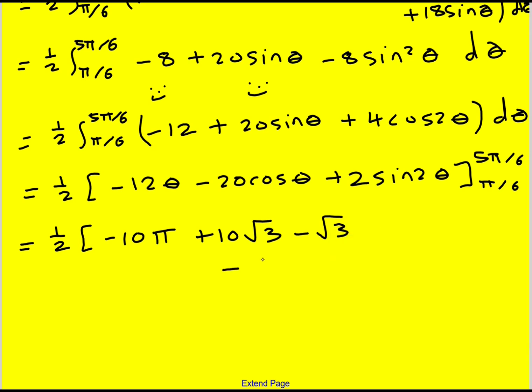And then I'm going to minus, right now I'm going to sub in pi over 6. I'm going to get minus 12 times pi over 6 is going to become minus 2 pi. Find cos of pi over 6, that is root 3 over 2, times it by 20, you get minus 10 root 3. And then sine of pi over 3 is root 3 over 2, times it by 2, we're going to get root 3, which we're adding here, plus root 3.